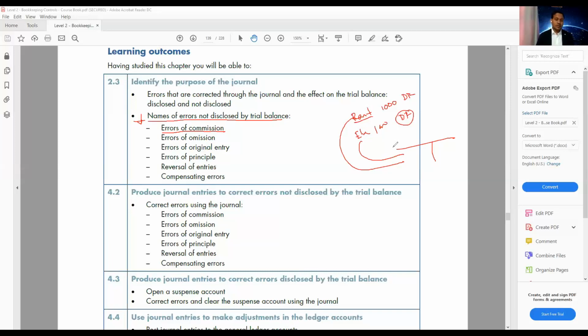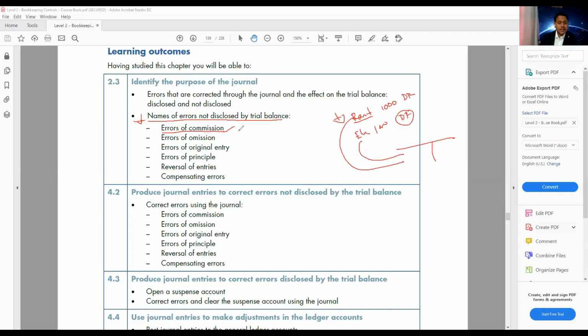What happened because of that? My trial balance will be matched. There is no problem for that, but my rent account will show less money. So after the year end, the rent I paid will be shown as 1,000 pounds less, and the electricity bill, whatever it is, will show 1,000 more because I recorded 1,000 of rent on the electricity bill. So this is called error of commission.